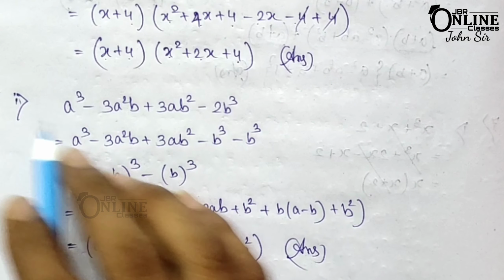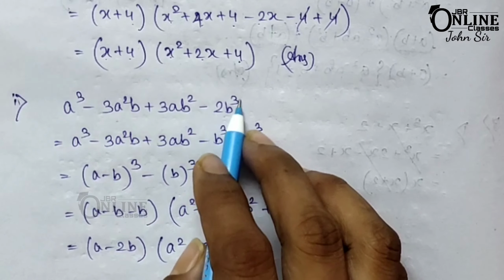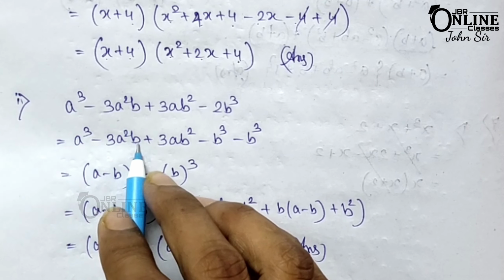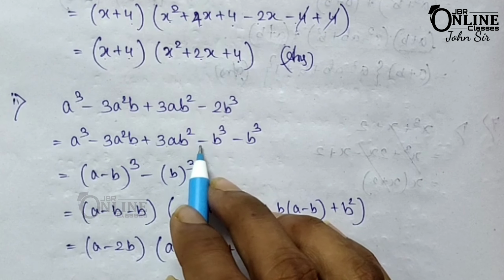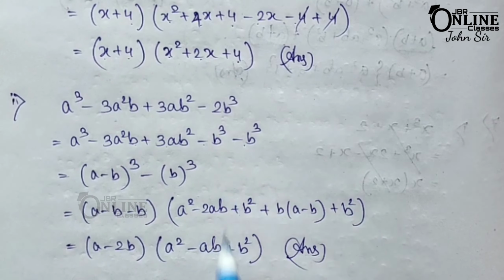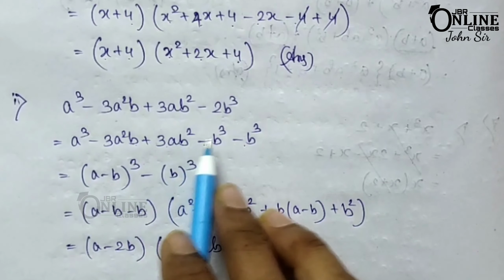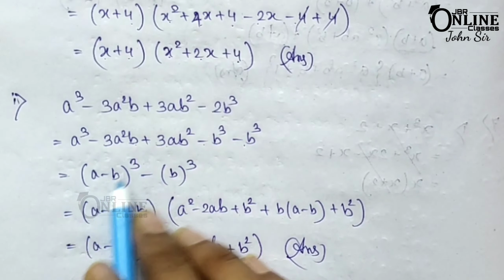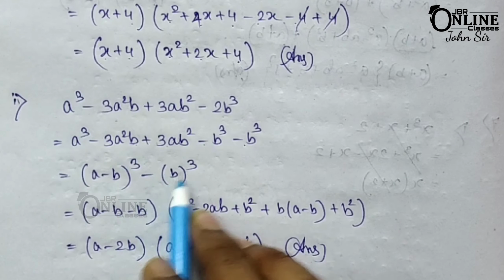Sum number 8(2): a cube minus 3a square b plus 3ab square minus 2b cube. So write down a cube minus 3a square b plus 3ab square, and instead of 2b cube write down minus b cube minus b cube, that also becomes minus 2b cube. So from the first four terms, it will be the formula of (a minus b) whole cube, and the last one, minus b cube, write down minus b whole cube.